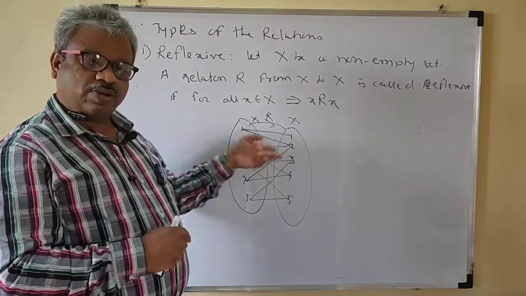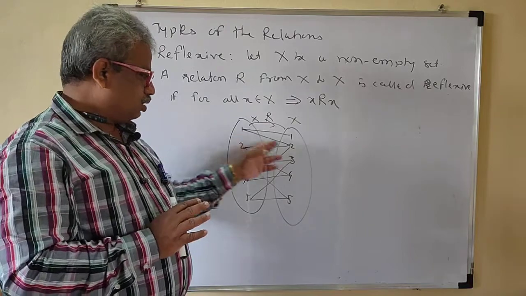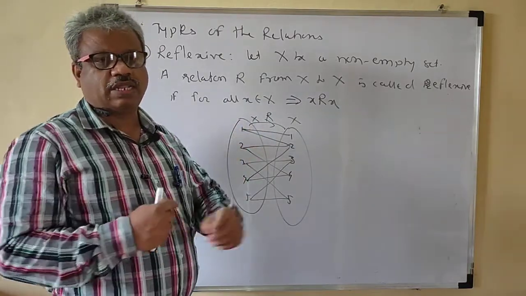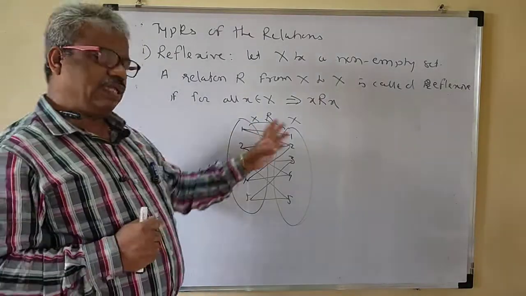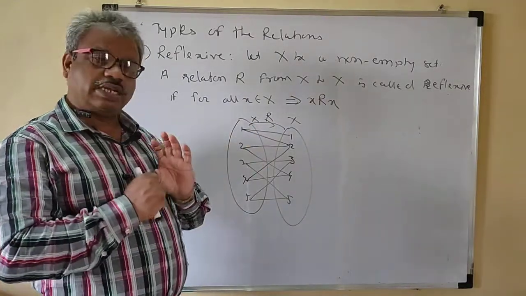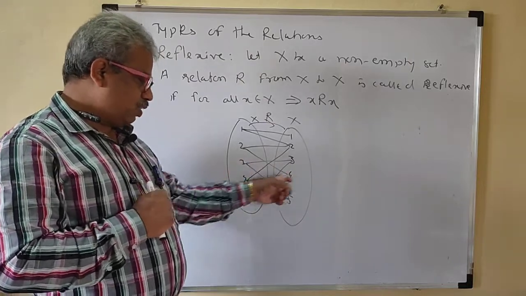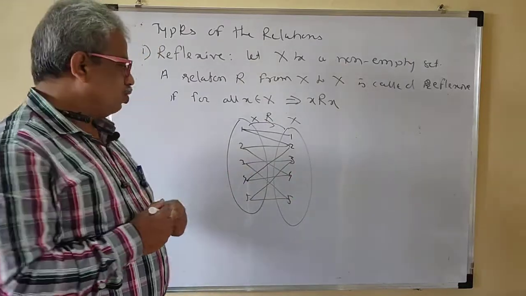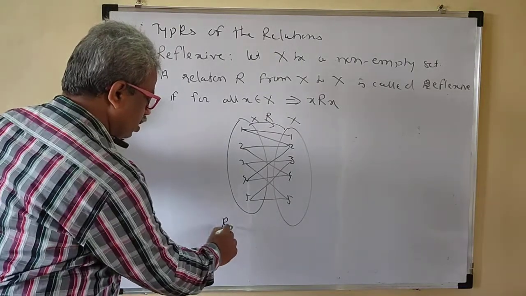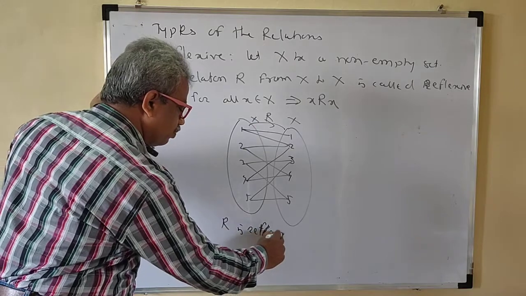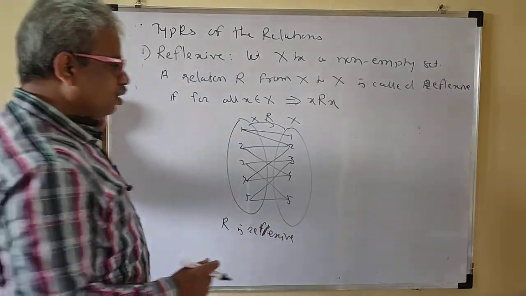So this is not a part of our definition. What we have to check is whether every element is related to itself or not. So 1 is related to 1, 2 is related to 2, 3 is related to 3, 4 is related to 4, 5 is related to 5. So this R is reflexive. R is reflexive.